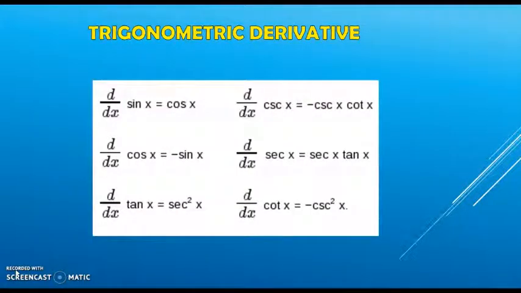Now, for the trigonometric derivatives, we have formulas that we need to remember. First, the derivative of sin x equals cos x, the derivative of cos x equals negative sin x, the derivative of tan x equals secant square x, the derivative of cosecant x equals negative cosecant x times cot x, the derivative of secant x equals secant x times tan x, and lastly, the derivative of cot x equals negative cosecant square x.